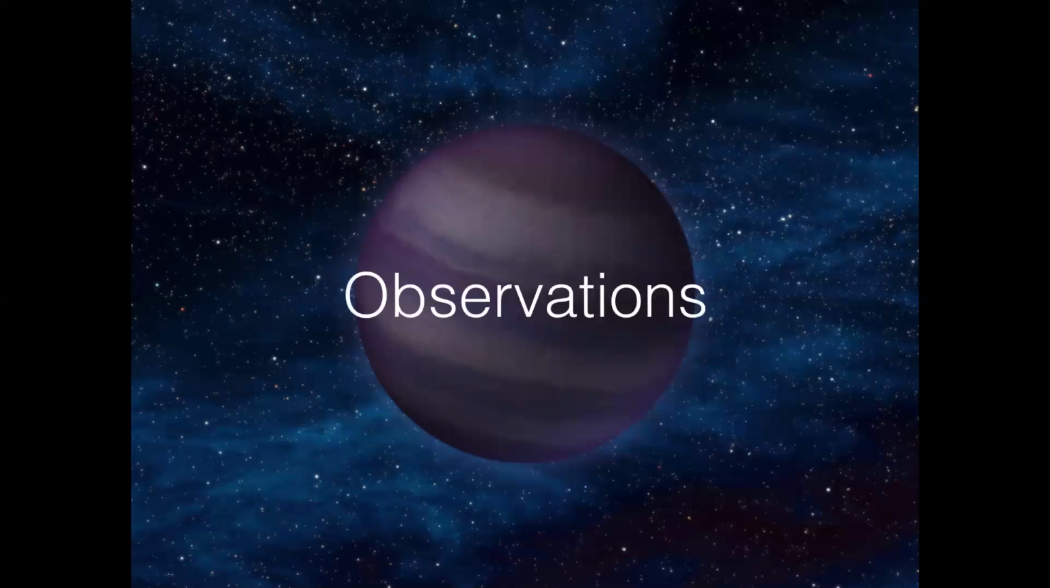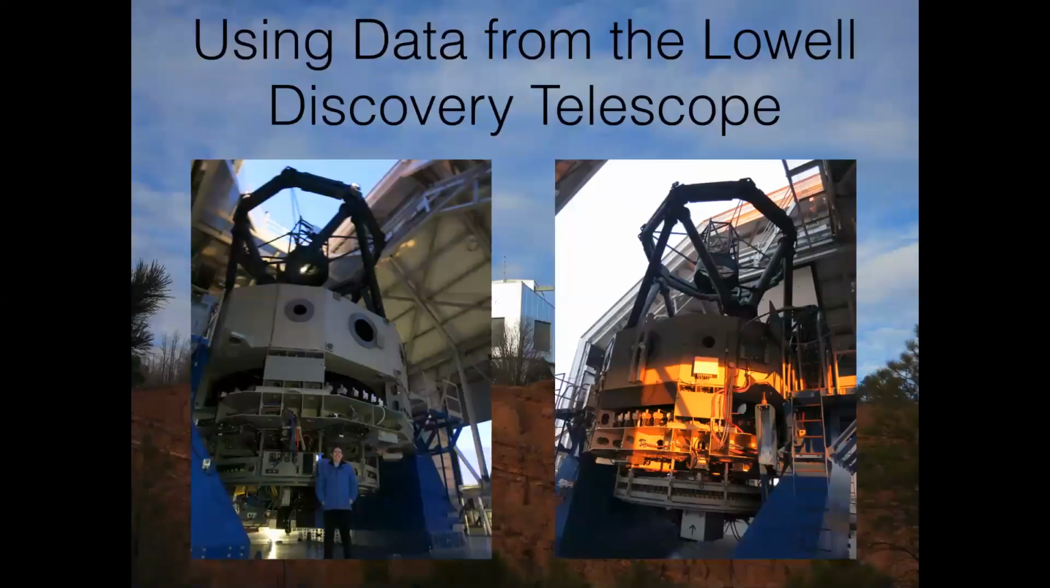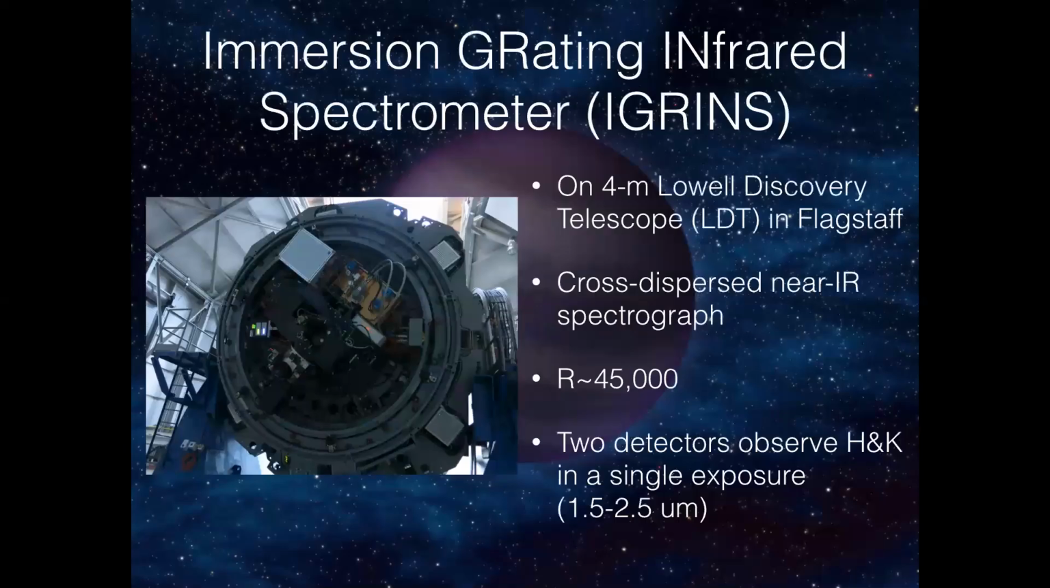The data from the survey were all taken using the 4-meter Lowell Discovery Telescope in Flagstaff, using a spectrograph called IGRINS, the Immersion Grating Infrared Spectrometer. This is a cross-dispersed near-infrared spectrograph. It has a resolving power of 45,000. It has two detectors, which allow you to observe the H and K band in a single exposure. It's a really, really neat instrument, giving you almost unbroken wavelength coverage between 1.5 and 2.5 microns with a small wavelength gap between the two detectors.